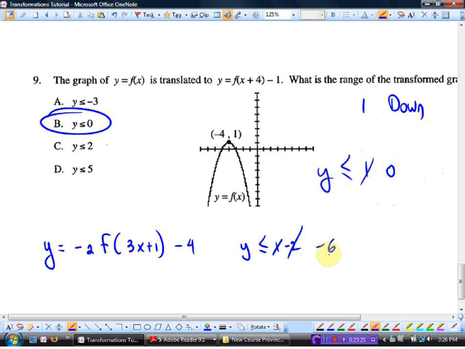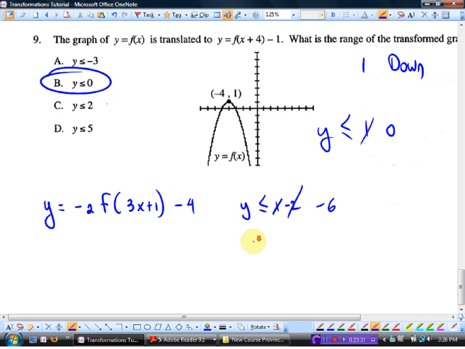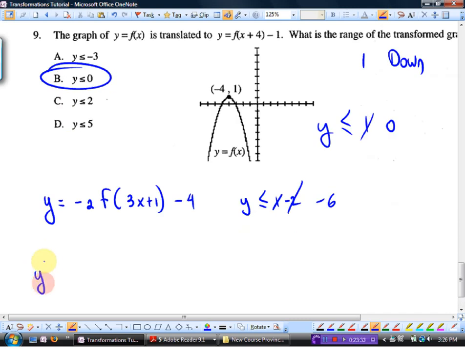They could even be really snarky and give me the range algebraically. In other words, they could have said something like this. I'll do a domain question instead. Sure.